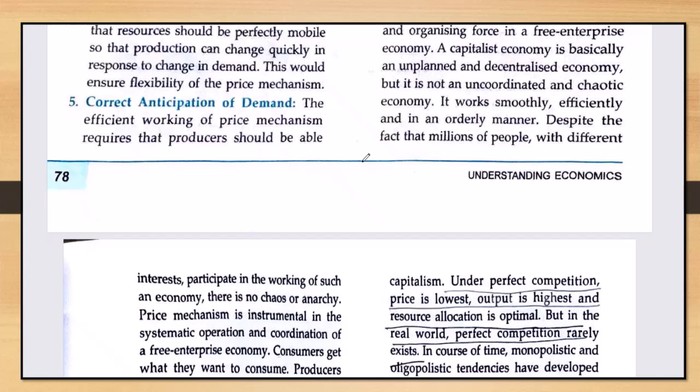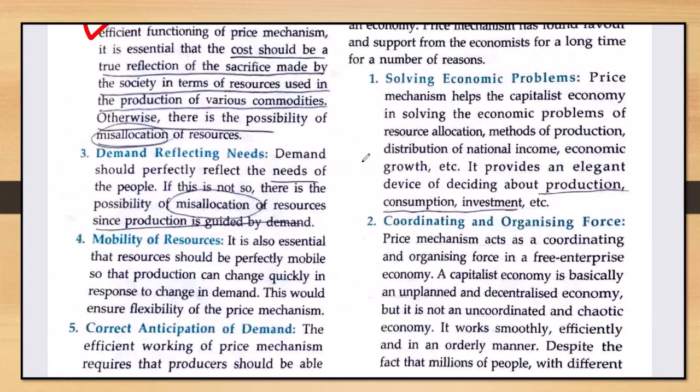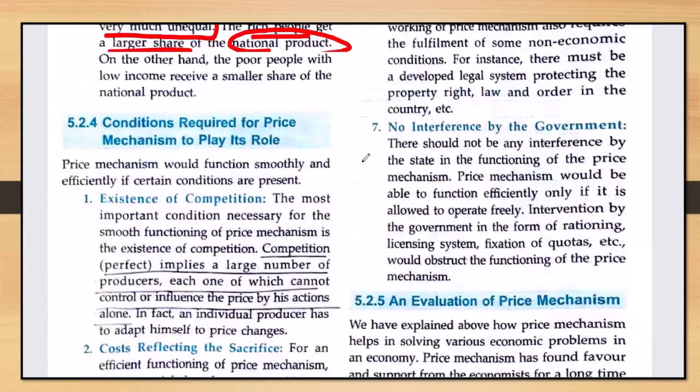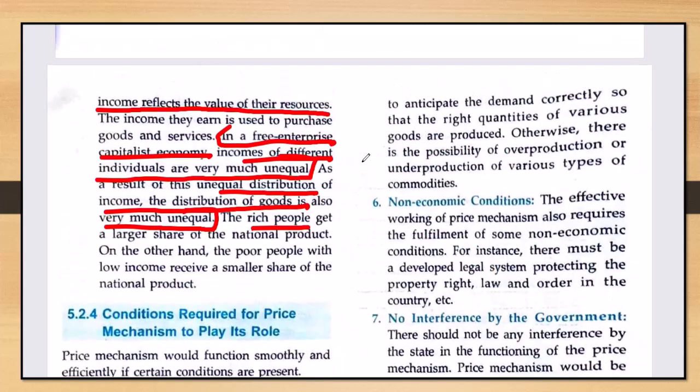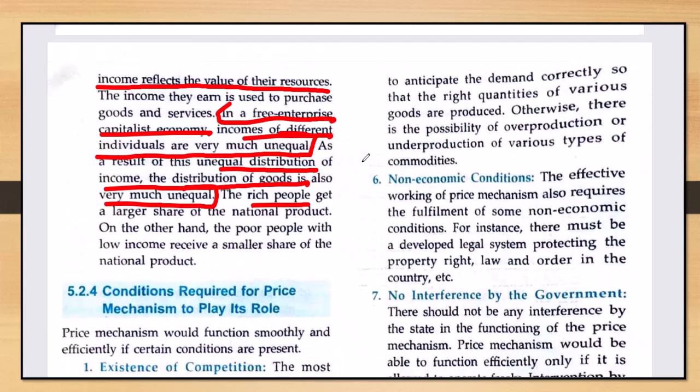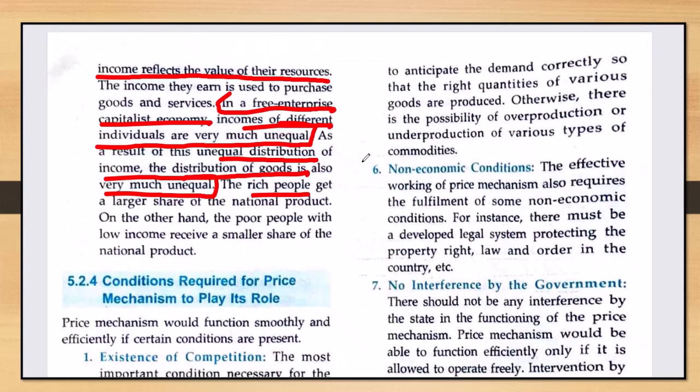Next is correct anticipation of the demand. By correct knowledge and understanding of the trend of the particular goods and services in the past, proper anticipation of the demand should be done. Then proper quantity production should also be done. Otherwise, there is a possibility of overproduction or underproduction.